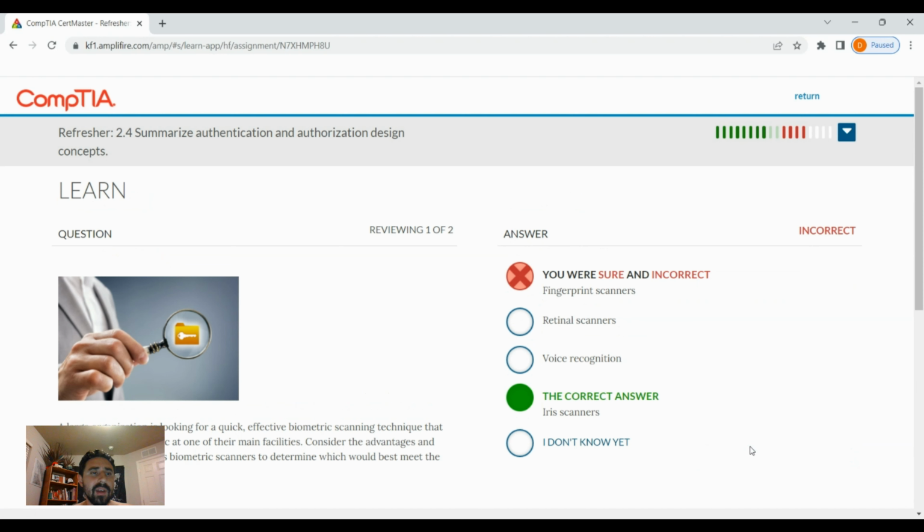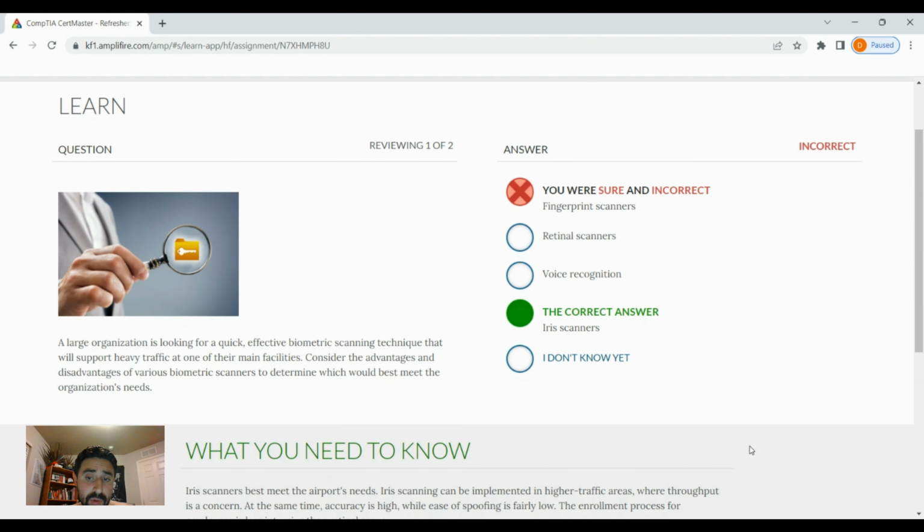All right. And again, thank you for joining us here at Flores-Tech. This is a quick little study session with CompTIA for the CompTIA Security+ certification. And this is section 2.4, summarize authentication and authorization design and concepts. So here we're learning a few different ones.